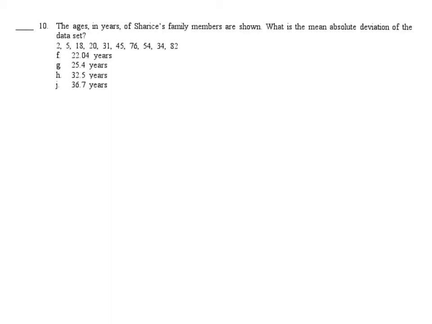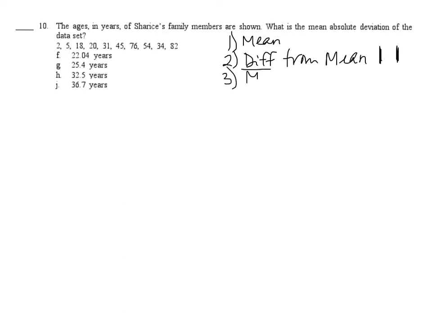So this is what we've been working on most recently. So in order to do that, first we find the mean of the data. Second, we find the difference of each point from the mean, and then we need to make sure that's the absolute value of that difference. And then third, we find the MAD by finding the mean of the differences.